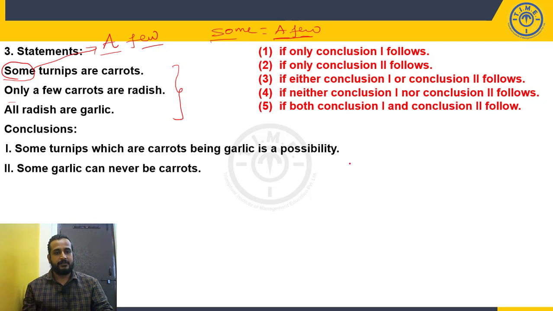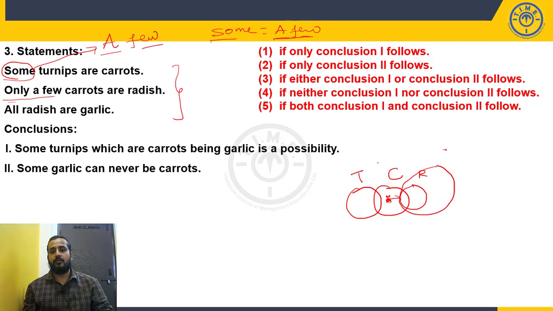Now draw the basic diagram. Some tea are carrot. Only a few carrot are radish means definitely some part of the carrot should be outside the radish. Some part can never go inside this. This part can never go inside this. All radish are garlic. Okay, all radish should be within the garlic. Now answer the given question.